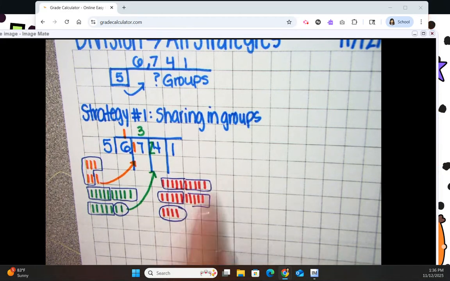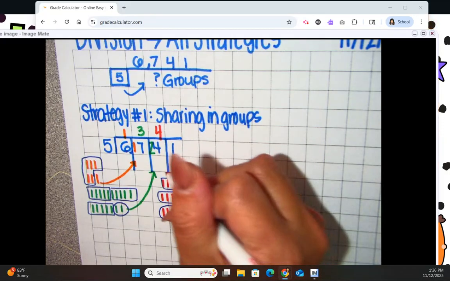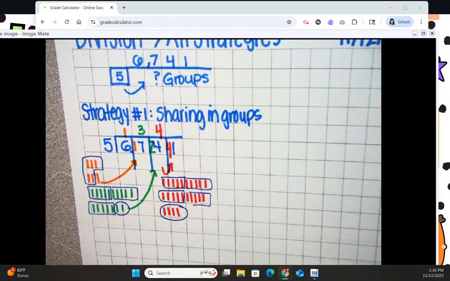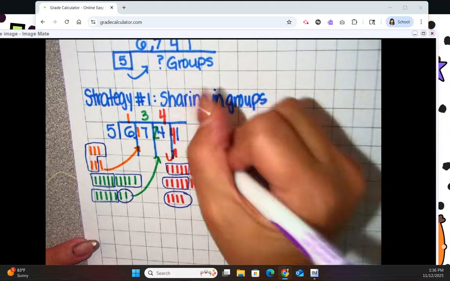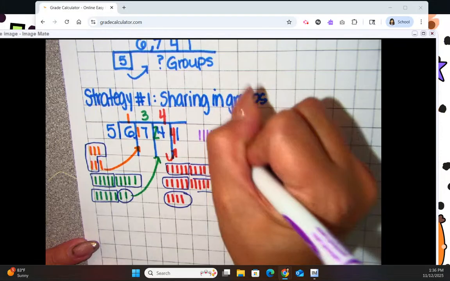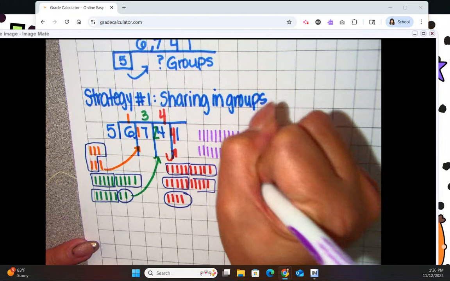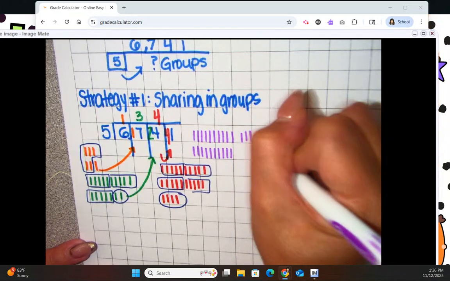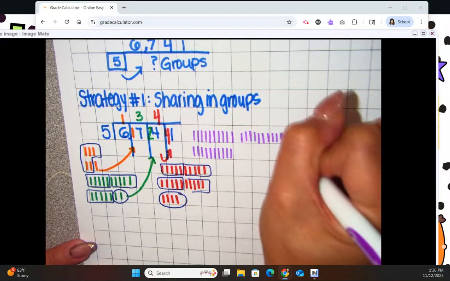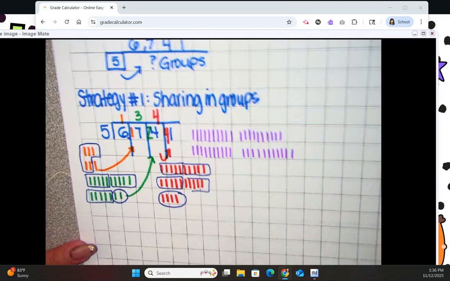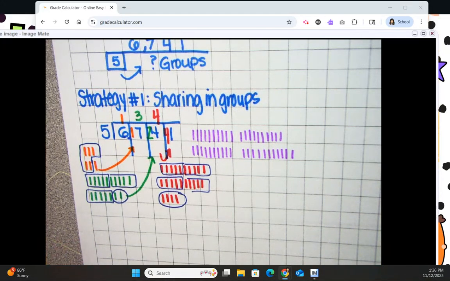Okay, so I made 4 groups and had how many left over? 4. So now instead of 4 tens, I have 40 ones. So now how many sticks do I have to make? 41. 1, 2, 3, 4, 5, 6, 7, 8, 9, 10, and so on, four sets of 10, plus 1. And I'm going to put these into groups of 5.